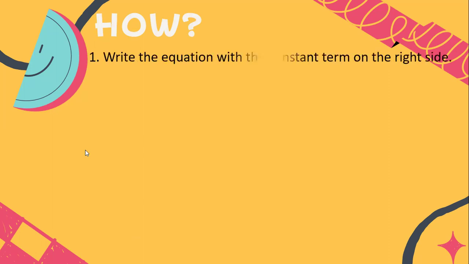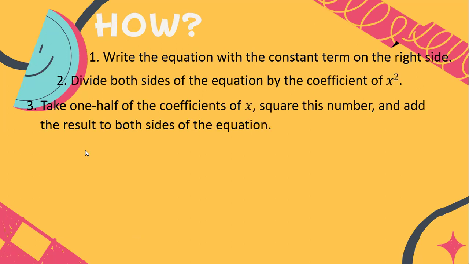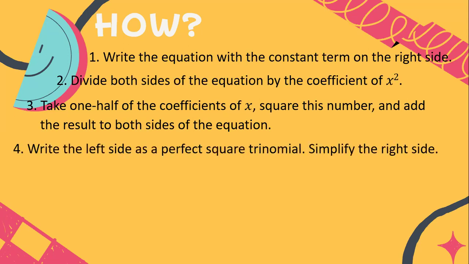So how do we solve a quadratic equation using completing the square? Here are the steps. First is to write the equation with the constant term on the right side. Second is to divide both sides of the equation by the coefficient of x squared. Third is to take 1/2 of the coefficient of x, square this number, and add the result to both sides of the equation. Fourth is to write the left side as a perfect square trinomial and simplify the right side.